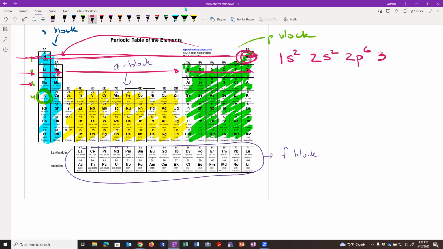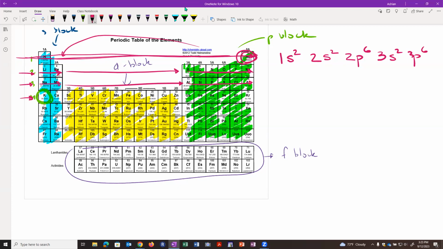So now 3. We have to go across the S block, 1, 2. So 3s2, 2 elements to get across. Then we encounter the P block on the third energy level. So 3p, and we go across 1, 2, 3, 4, 5, 6 to get to the end.